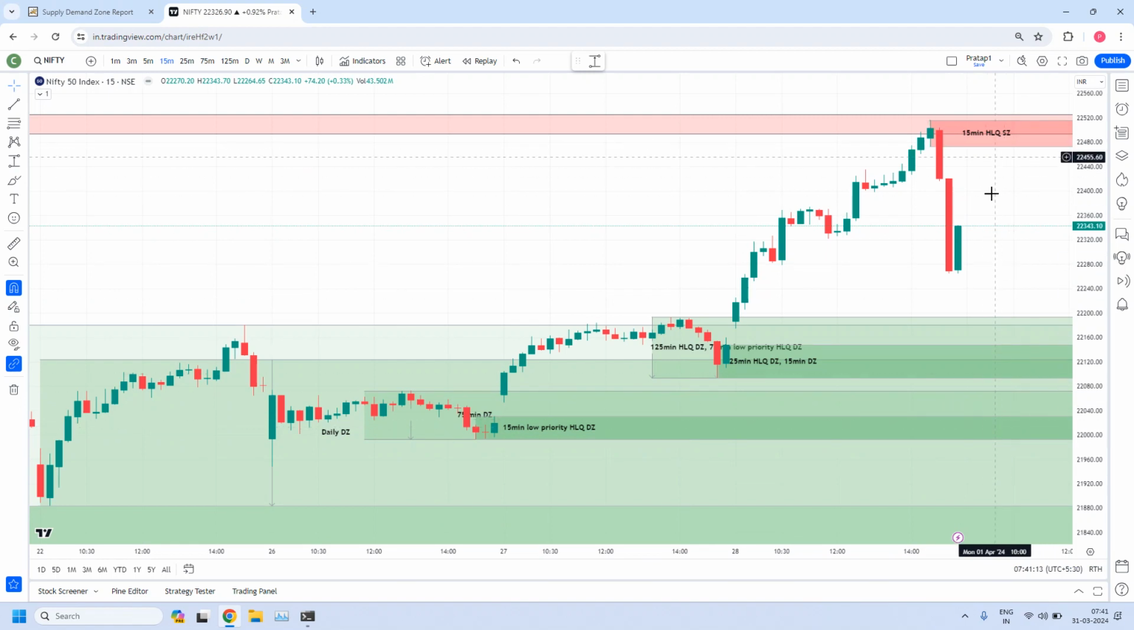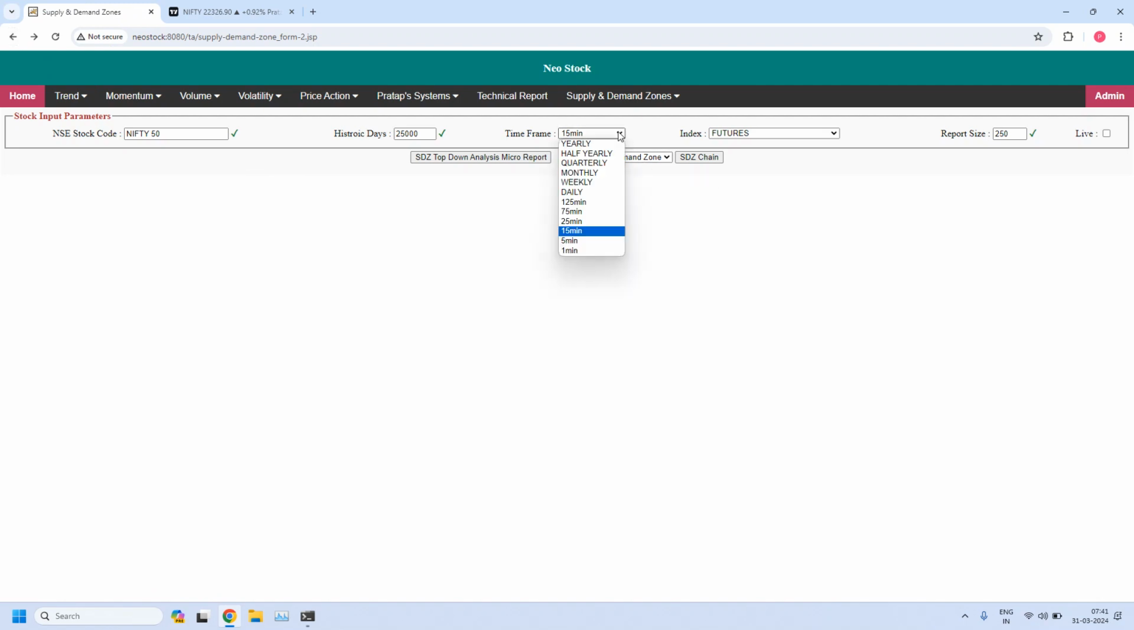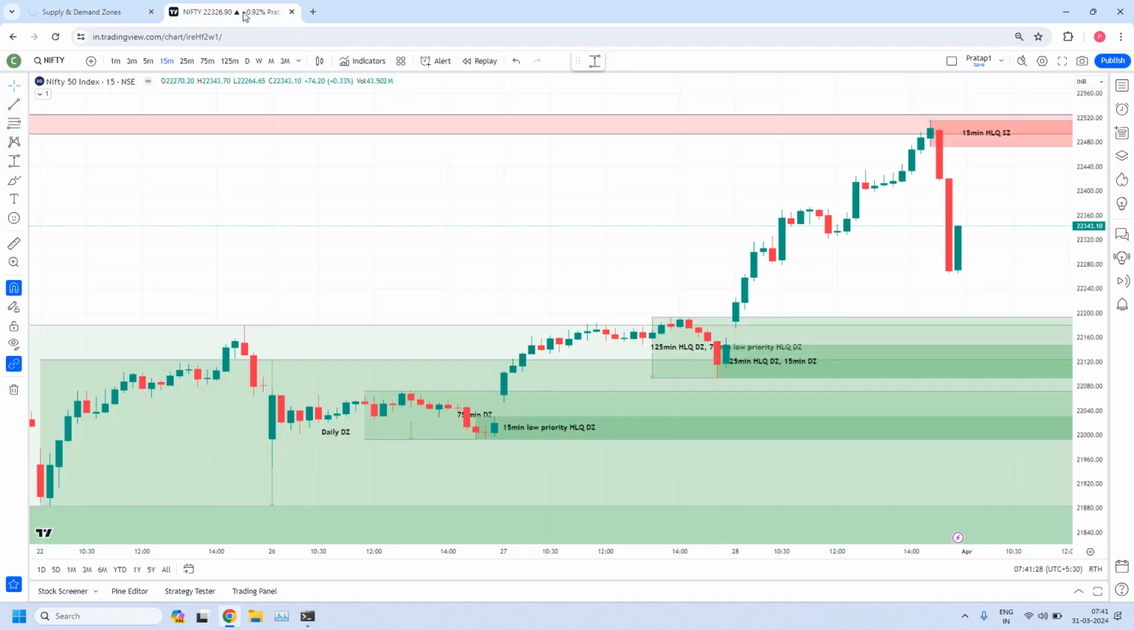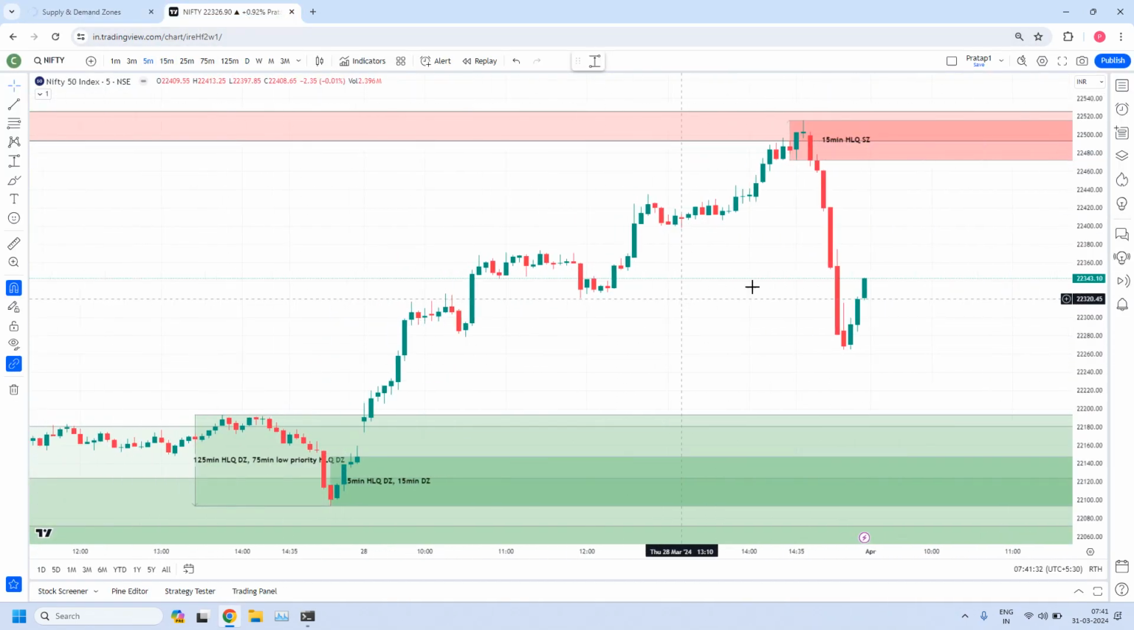So we have a range now from here to here. Next range is from here to here. That we discuss once we get into 5 minutes. So let's get into the last time frame, 5 minutes. Let us generate the chain. And meanwhile, let me change the time frame here. This is a 5 minutes level.